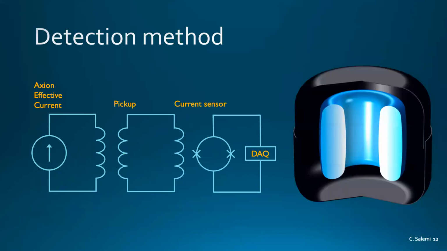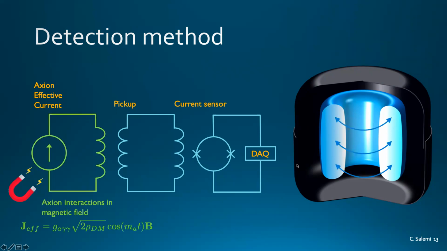Okay, so let's talk about how lumped element detection works in ABRACADABRA. On the right side, I have a diagram of the ABRACADABRA detector, and on the left side, I have an equivalent circuit. So we're going to step through this circuit and see how it actually translates into a real detector.